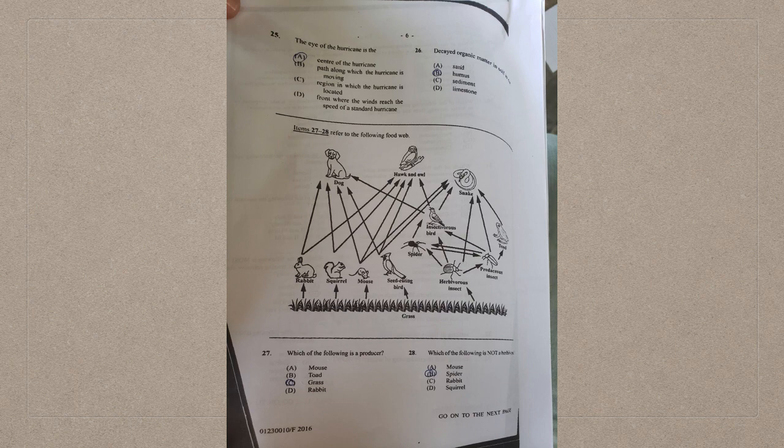Which of the following is not a herbivore? Look at the spider. The spider here is eating what? The herbivorous insect. So this would be what? An omnivore or probably carnivore, right? It can be an omnivore if it was also feeding on the grass, but more likely going to be a carnivore. So spider would be the not a herbivore.